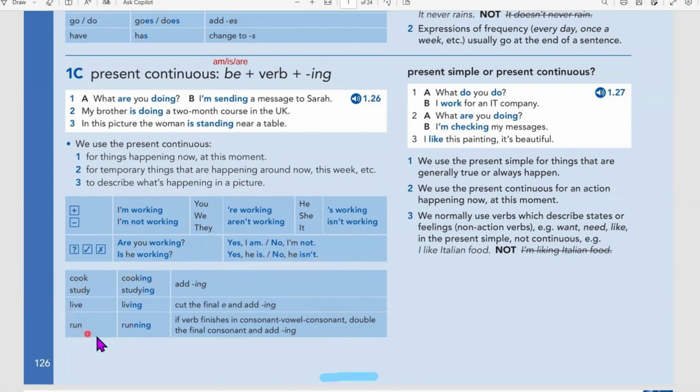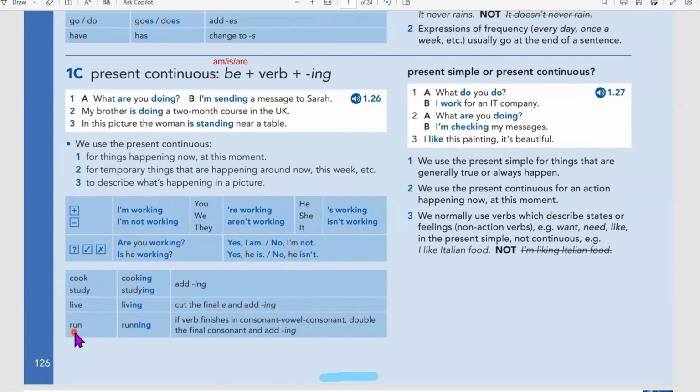Now we got here spelling information, how to spell when I add ing. So cook, cooking, ing, without any problem. Study, so Y doesn't change. Studying, no problem with it. And if I've got a verb with the letter E, and if I want to add ing, then I have to drop E, guys. So living. Cut the final E and add ing. So the final E will be dropped.